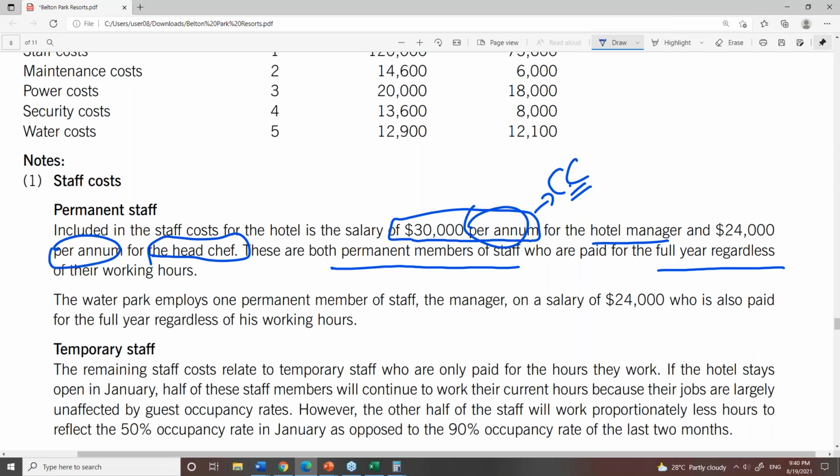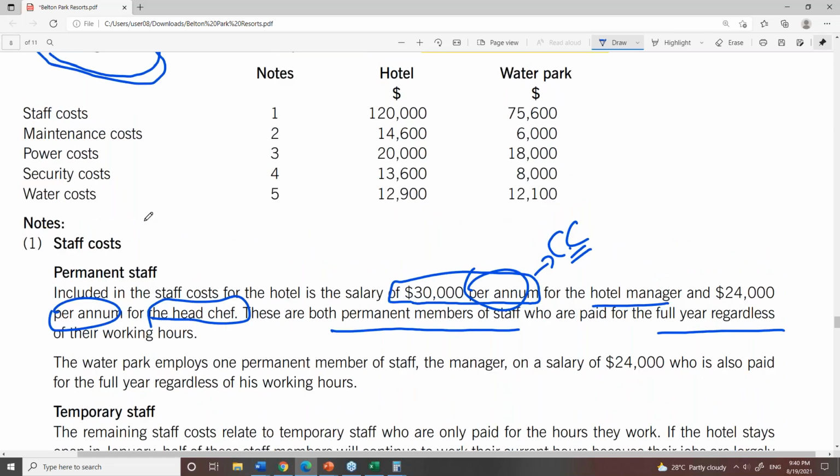Now, if you open in January, you will not save on this cost because it's a committed cost. You have to pay them regardless of their working hours and regardless of whether you open in January or not. This means this is not a relevant cost for staff. This cost of staff is not relevant for your decision making here. Getting the point? I hope this is clear to all of you.